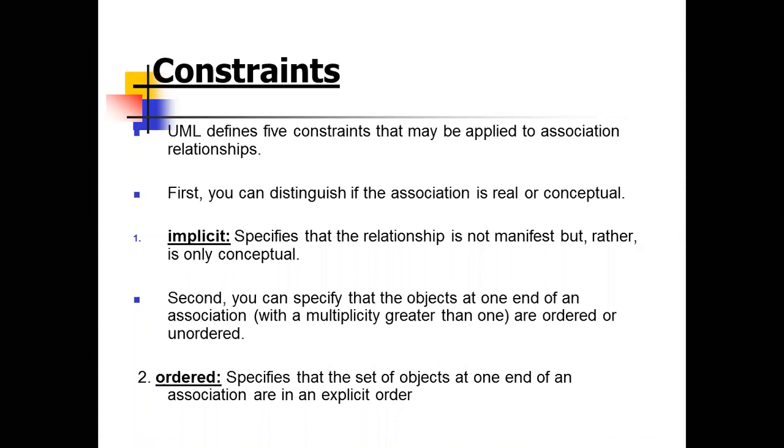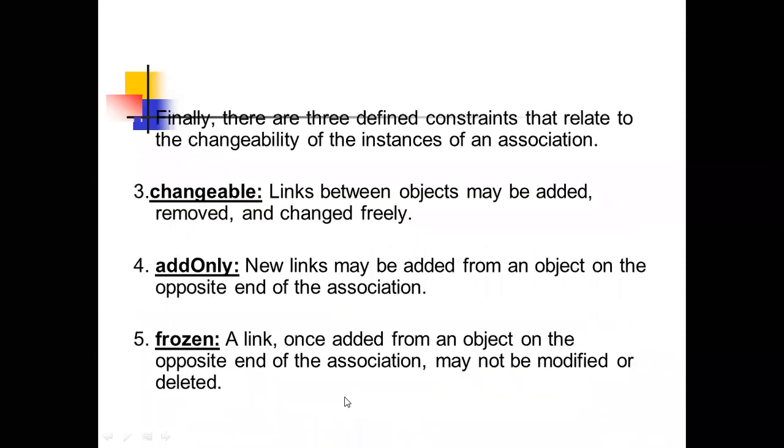Then there are some constraints. There are five constraints that may be applied in an association relationship. The first one is implicit, that specifies the relationship is not manifest but rather is only conceptual. Second, we can specify that objects at one end of the association are ordered or unordered. That association may be an ordered association or an unordered association. Here you can see ordered, that specifies a set of objects at one end of an association. The third constraint is changeable. Then we can add only frozen. There are several constraints here.